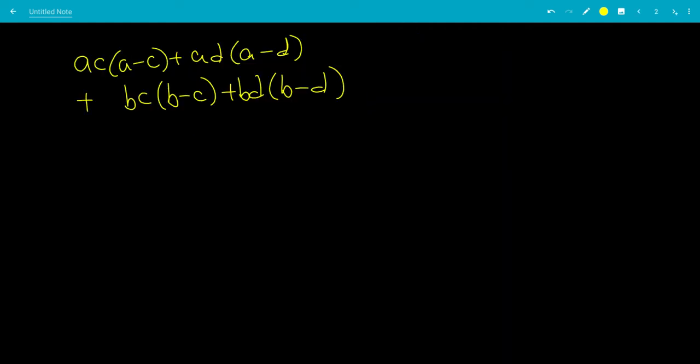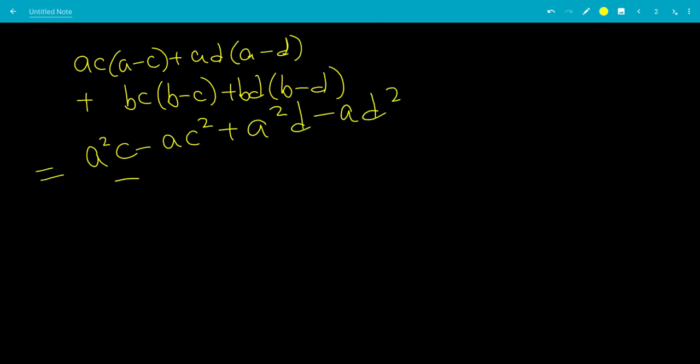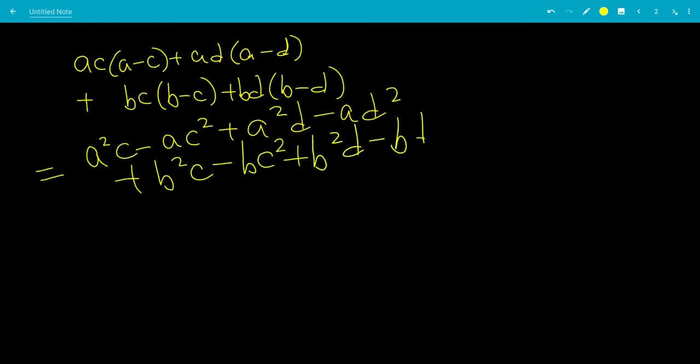So I just rewrote the equation, and so we can just FOIL this out. So this would be a squared c minus ac squared plus a squared d minus ad squared plus b squared c minus bc squared plus b squared d minus bd squared. Now we're going to take the a squared terms, the b squared terms, and the c squared terms, and we're going to try to factor those out.